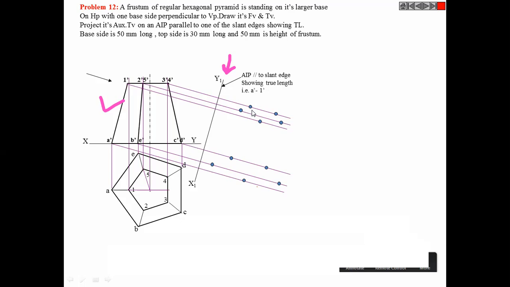XY to 1. Very good. So what are we focusing on? Auxiliary, which view? Auxiliary top view. Correct? We are focusing on auxiliary top view. So what will we do? We will measure its distance in top view from the XY line, and we will replicate that distance on the respective projection from the X1, Y1 line.